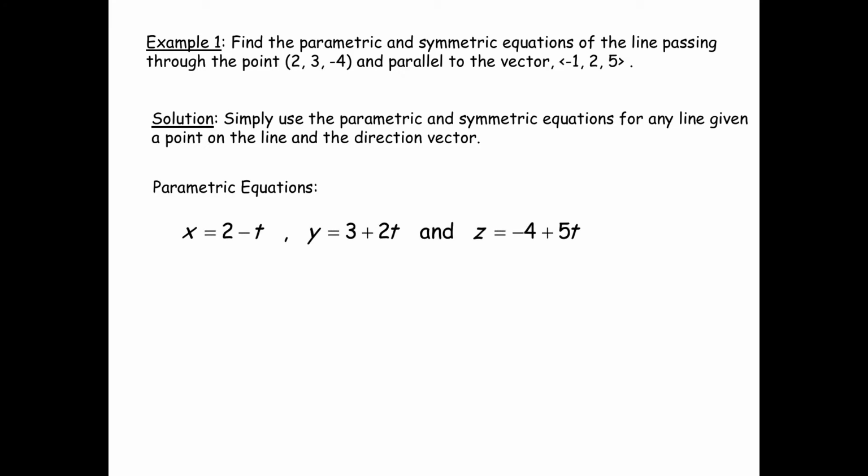Okay, so our parametric equations, we're going to take our coordinate 2, 3, -4, and then add our direction vector times t. So we have 2 minus 1t for x, 3 plus 2t for y, and -4 plus 5t for z. Those would be our parametric equations.